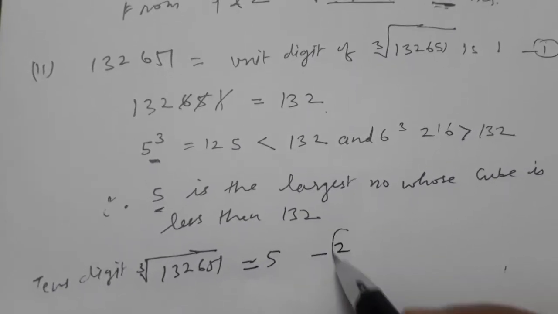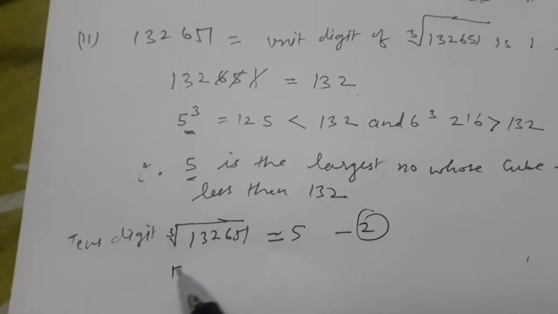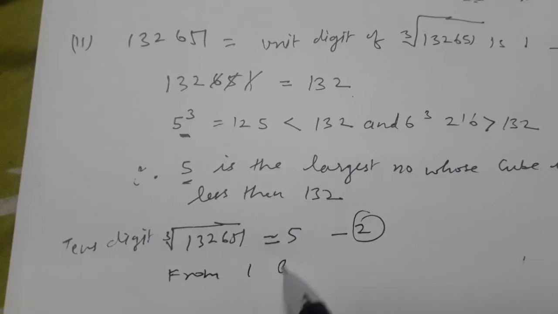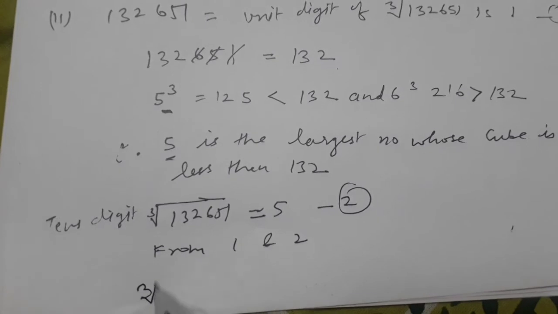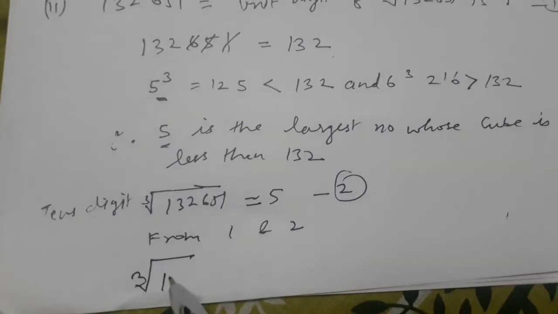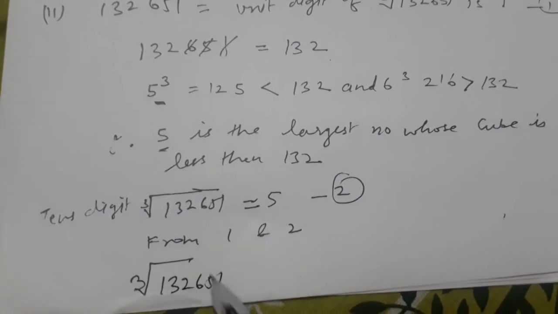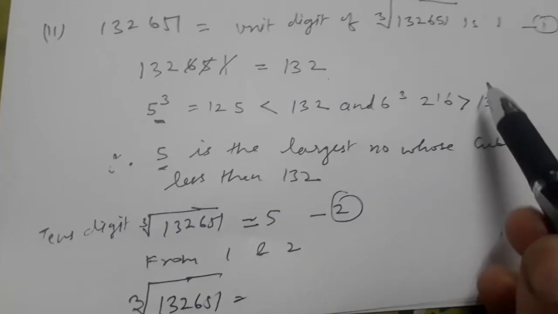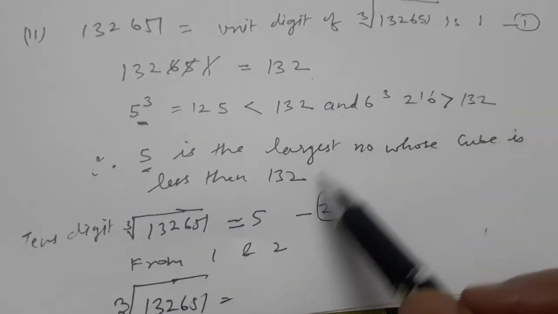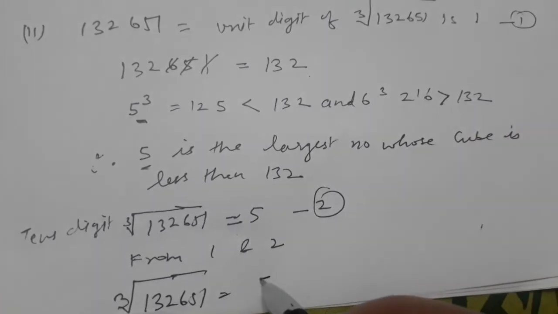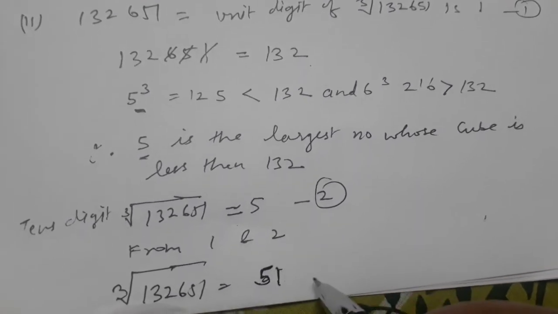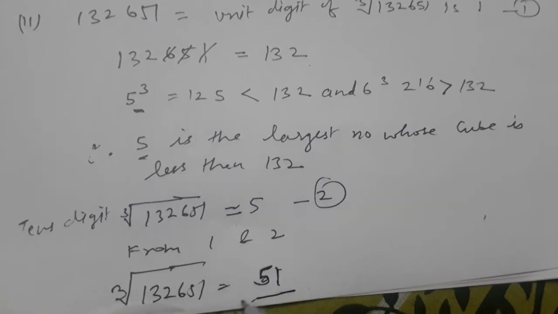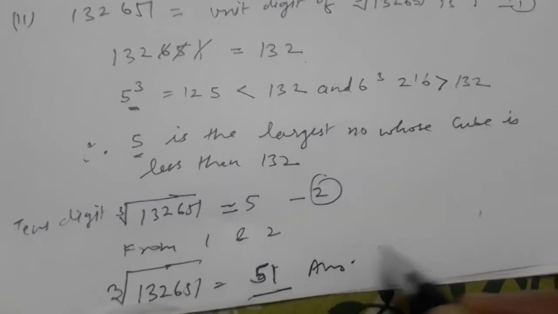This is our second statement. Then from 1 and 2, what will become the cube root of 1,32,651? The tens digit is 5 and the unit digit is 1. So we can say the cube root of 1,32,651 is 51, which is our answer.